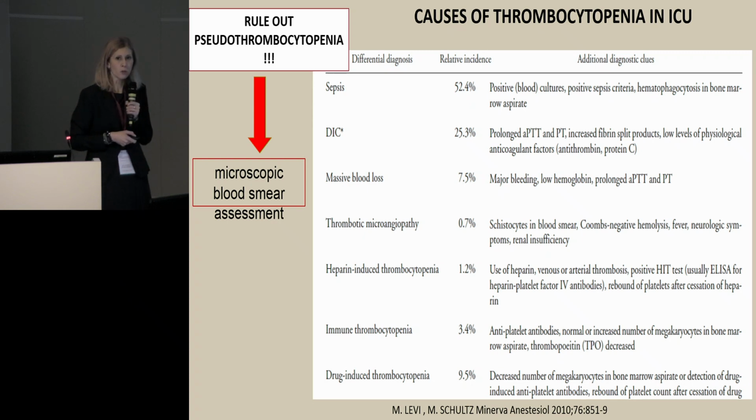If we have thrombocytopenia indeed, then we can look at these causes. Sepsis and DIC are quite frequent causes of thrombocytopenia in ICU. We will discuss them in the second lecture. Massive blood loss and blood dilution, we know about it, it is logical. And then we have some very specific causes of thrombocytopenia which are specifically found in ICU patients, and we will discuss them immediately.